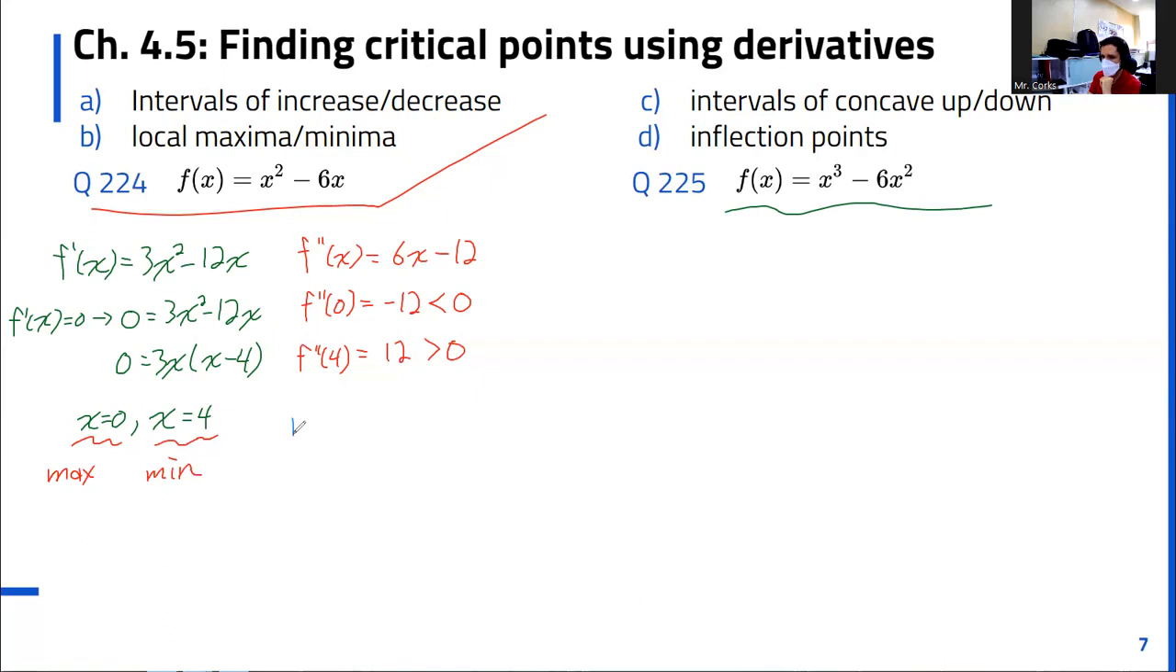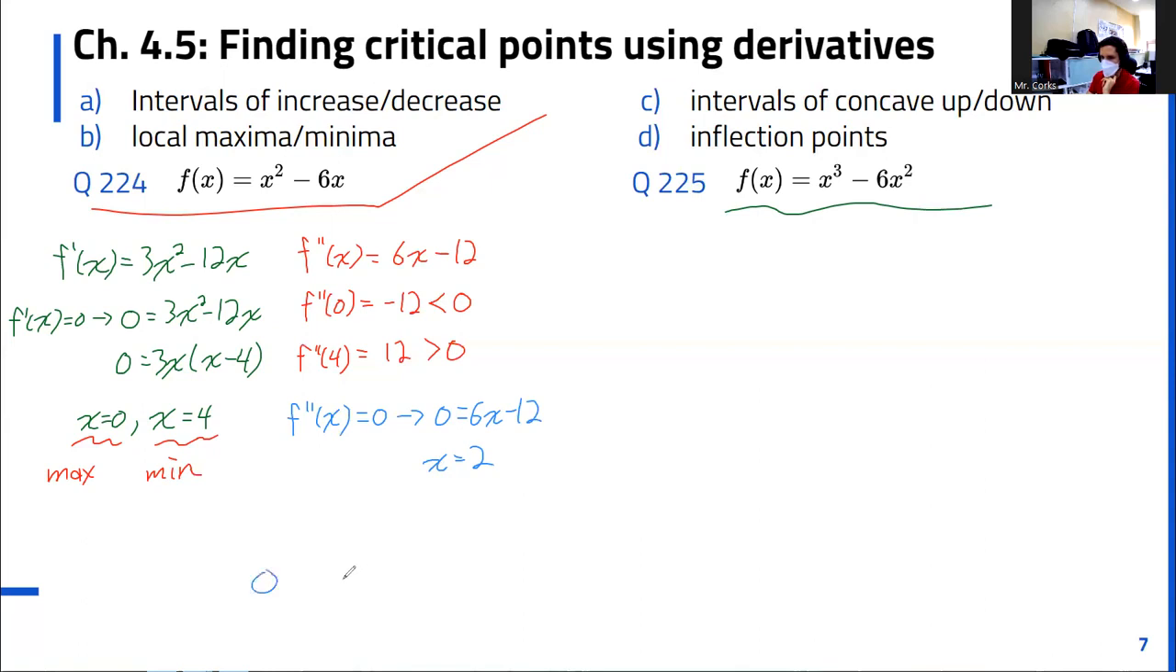Okay. Last part, inflection points. So our second derivative, we want to set this equal to 0, and therefore 0 is equal to 6x minus 12, and solve that for x. X is equal to 2, right between our maximum and our minimum point. So that is our inflection point.